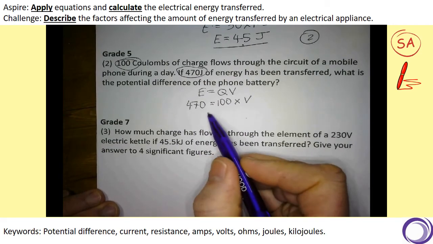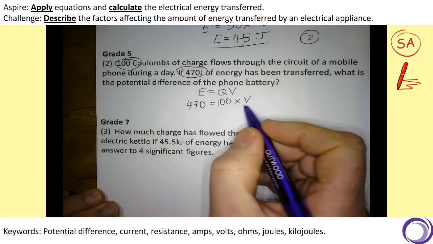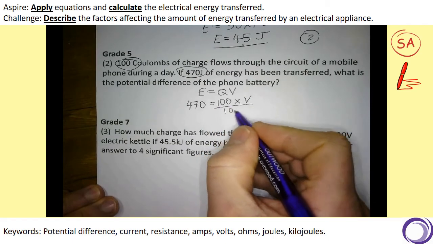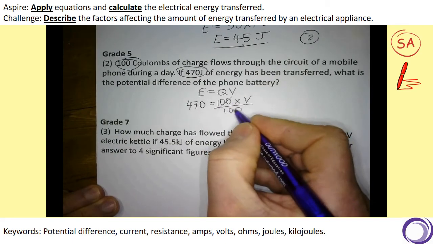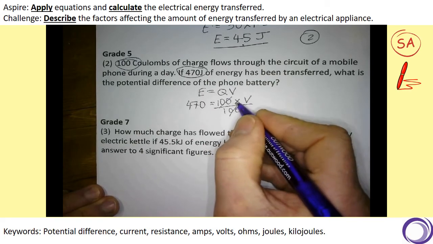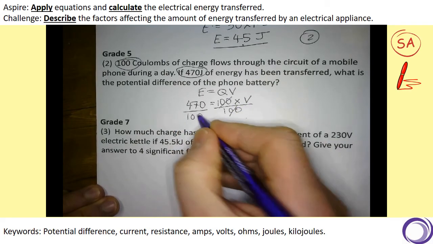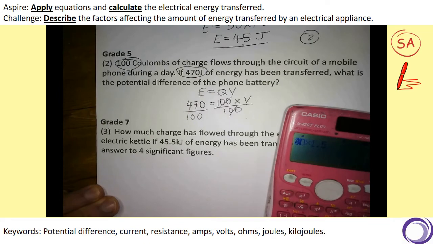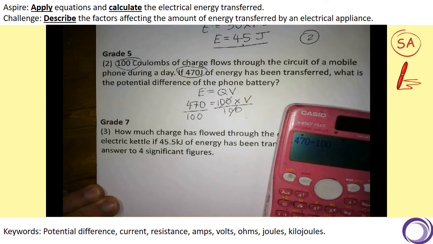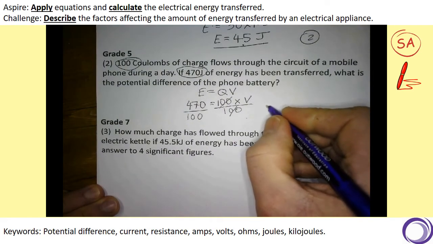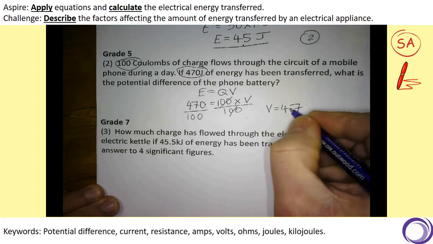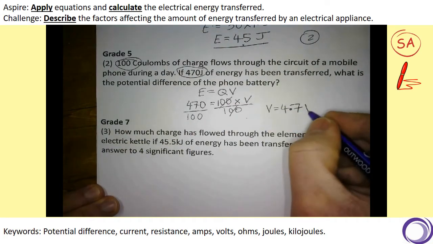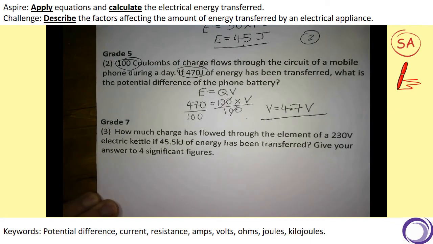So remember, you can do whatever you want to an equation as long as you do it to both sides. So if I divide that side by 100, that's good, because 100 divided by 100 is 1, so I've just got V equals now on that side, but I've got to remember to divide that side by 100. So V equals 470 divided by 100. 470, don't need a calculator, divided by 100 is 4.7. So the potential difference is 4.7. Remember the units, potential difference is volts. 4.7 volts. Underline your answer to draw the examiner's eye to it.